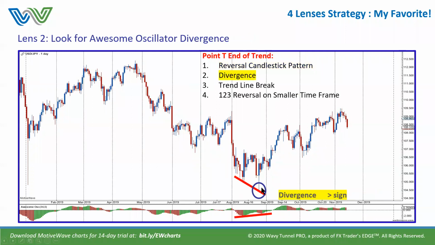Divergence, what I use is the awesome oscillator, and on this time frame we call this bar divergence. But divergence is when price makes a new low and the awesome oscillator, or any oscillator for that matter, makes a higher low. That means that the market is running out of steam. And you really do want to look for divergence at the end of moves. It just gives you another confirmation.